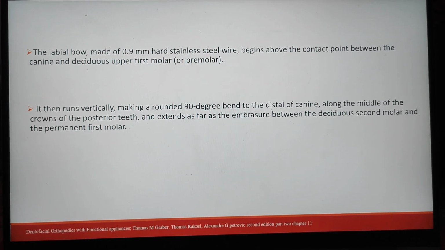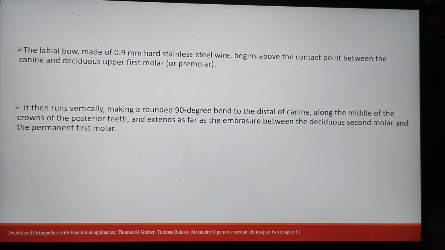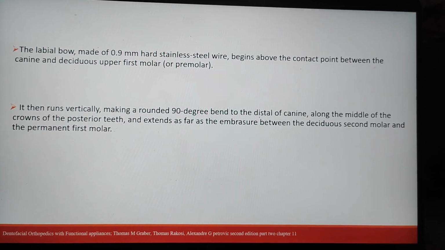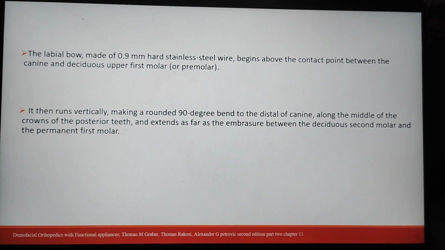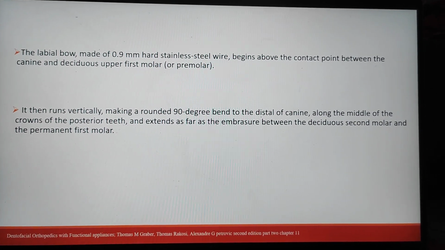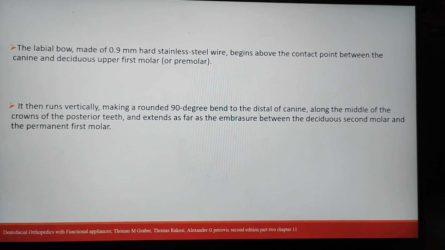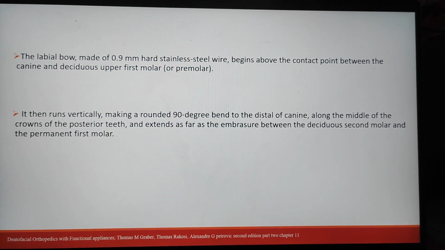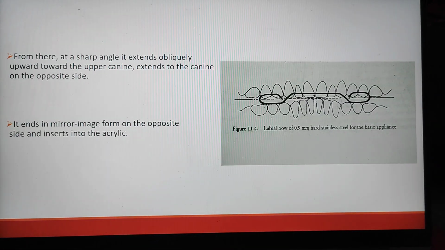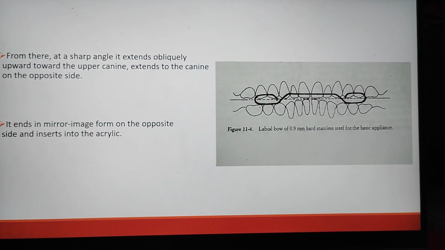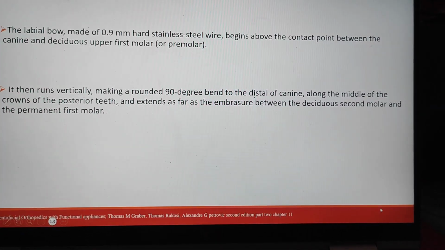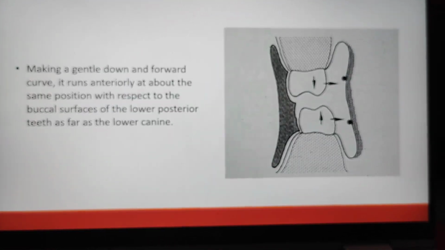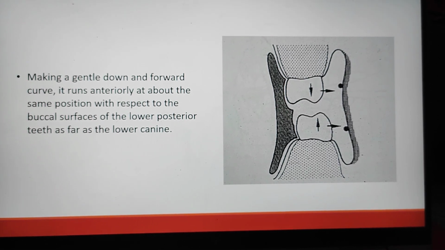Then the second wire component is a labial bow of 0.9 mm hard stainless steel wire, which begins above the contact point between the canine and the deciduous upper first molar. It then runs vertically, making a rounded 90-degree bend to the distal of the canine along the middle thirds of the upper posterior teeth, and extends as far as the embrasure between the second deciduous molar and the permanent first molar. From here, a gentle curve down and forward, downward and forward.